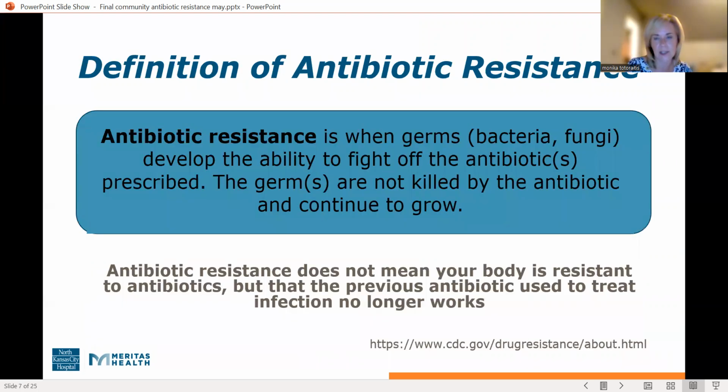How does antibiotic resistance happen? It's a very complex process. But what I can say is that bacteria develop the ability to fight off that antibiotic. They can no longer be killed by the antibiotic. We aren't resistant to the antibiotic. I hear that from patients: "Oh, I can't take it, I'm resistant." When in fact, it's the bacteria that have resistance to the antibiotic. They are no longer killed by that antibiotic that was once very effective.